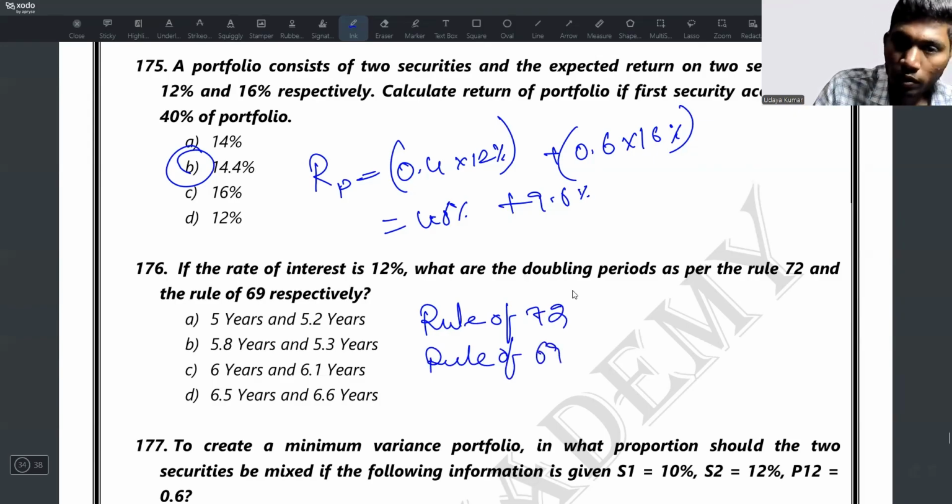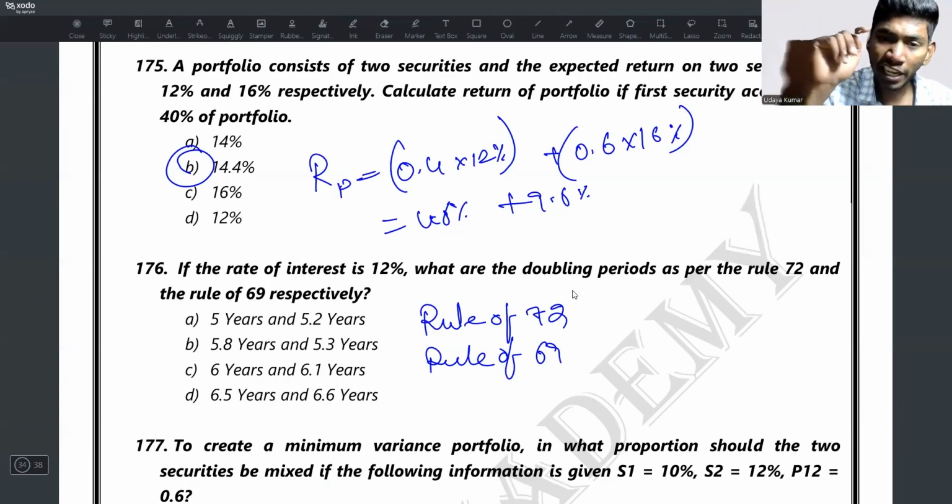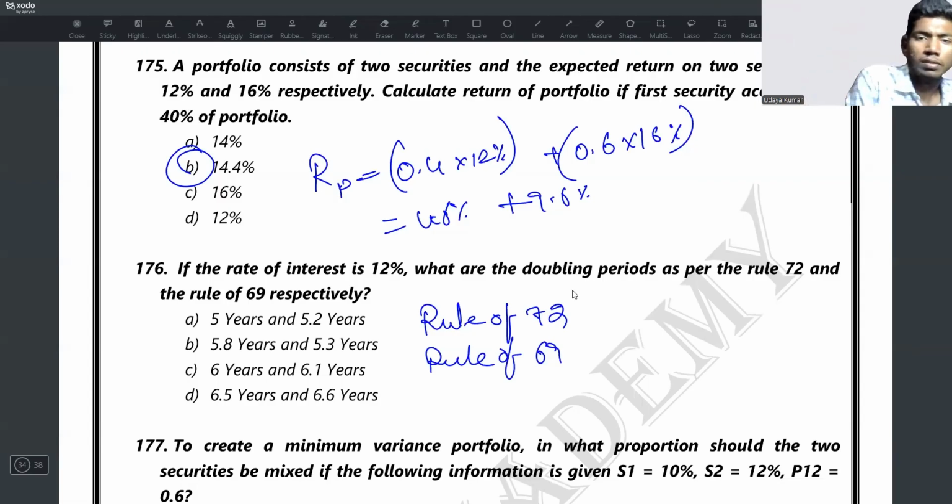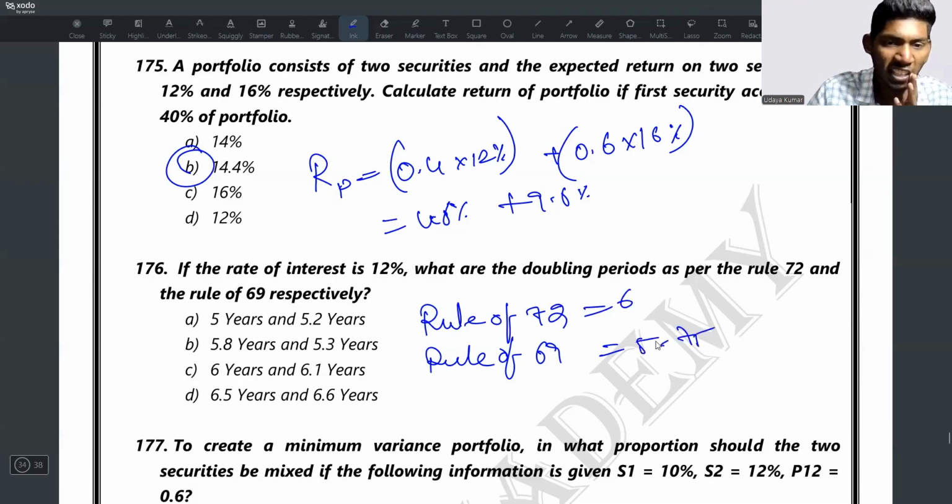What are those? 72 divided by interest rate and 69 divided by interest rate. So 72 divided by interest rate, what is that? 12%, right? So 72 divided by 12%, which is nothing but 6 years. And 69 divided by 12%, which is 5.75. So the nearest value which you are getting is 5.8 years. Option B is the right option.